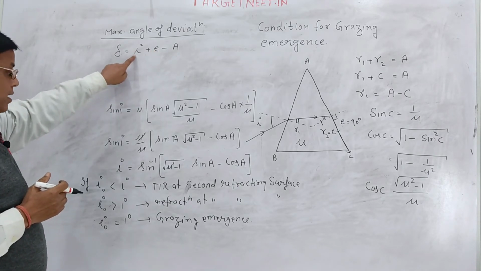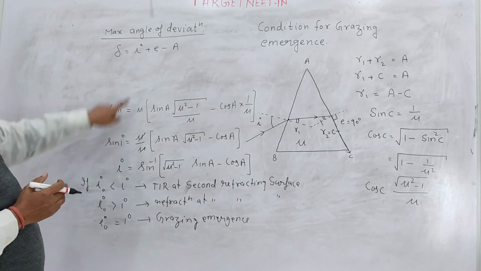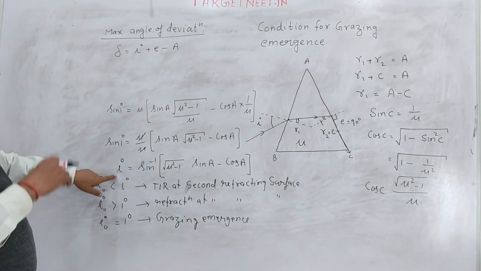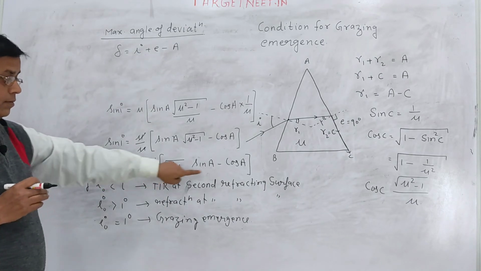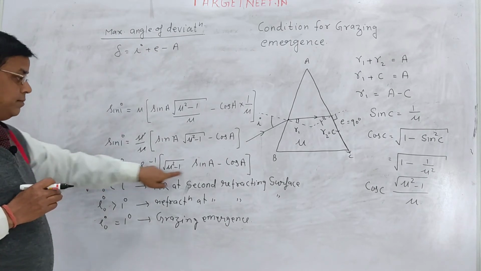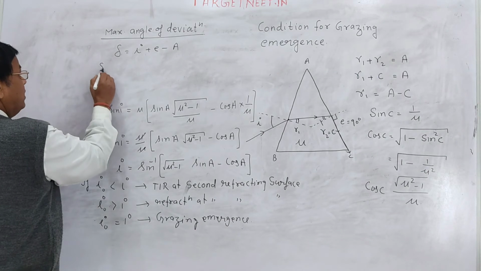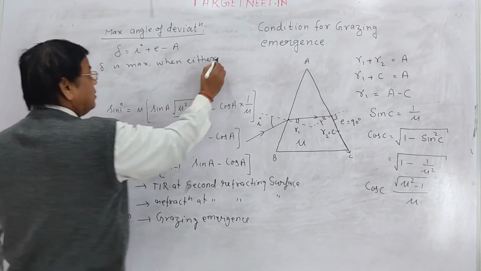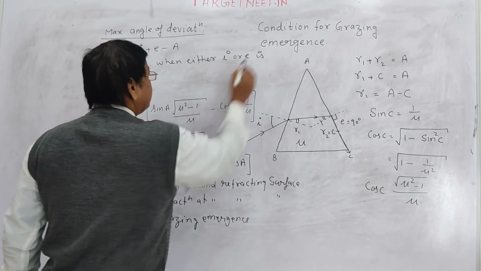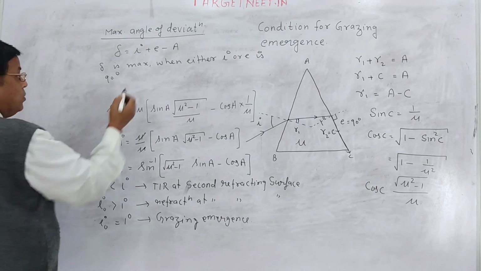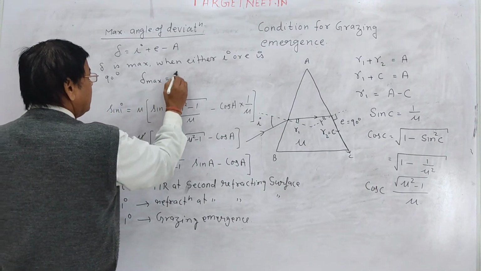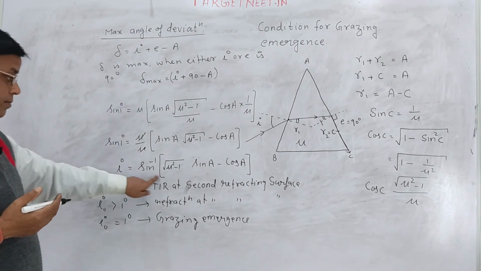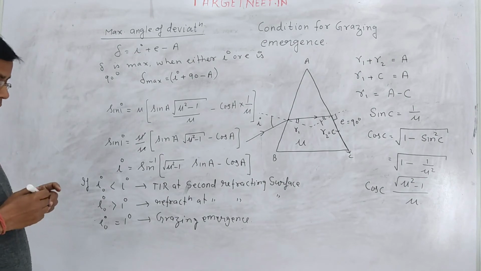If E will be 90 degree, then I can be calculated from this formula. And if I is 90 degree, then E can be calculated from this formula. So this formula is valid for both I and E. If I is 90 degree, E will be this, and if E is 90 degree, I is this. So delta is maximum when either I or E is 90 degree. So maximum deviation is I plus 90 minus A. So this is maximum deviation produced by prism.